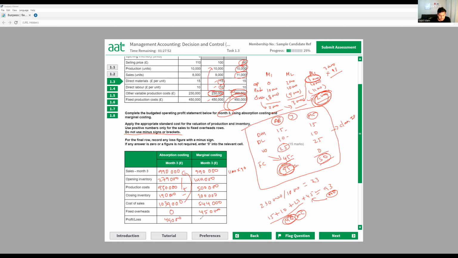And under, it's not actually profit, it's a loss, it's a minus. You need to show the loss. If there's a loss, you have to show the minus.